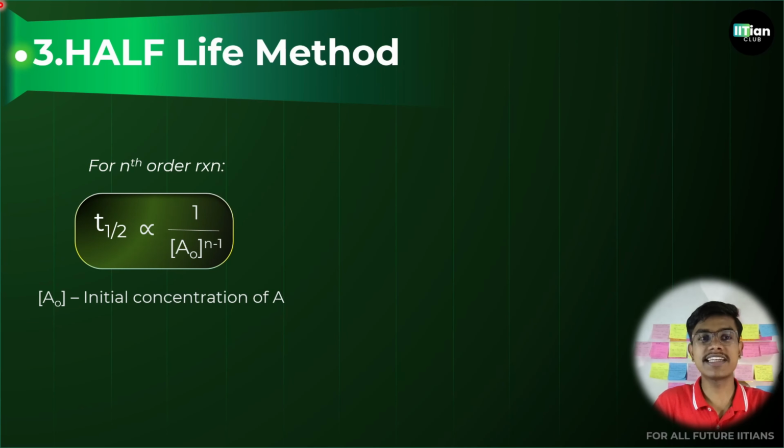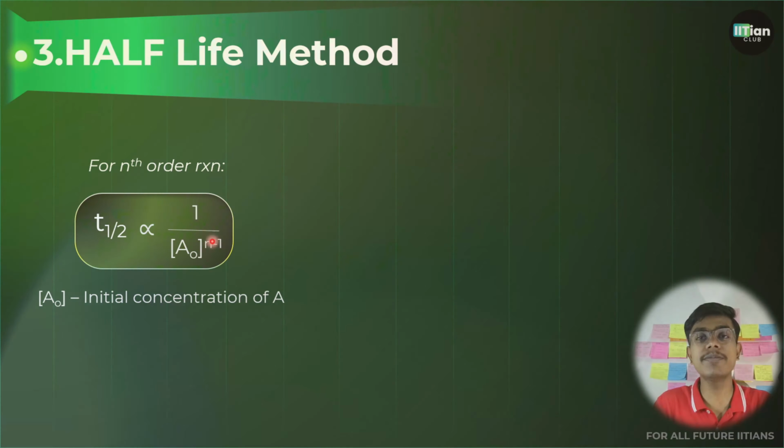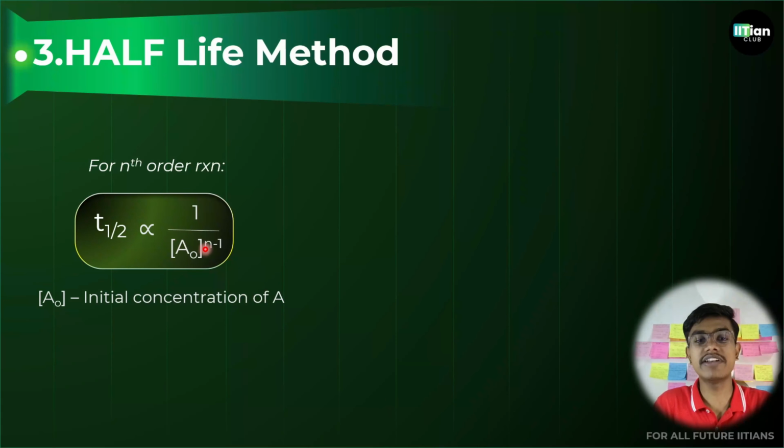The next method into consideration is the half-life method. Over here, we should note that for any nth order reaction, half-life is directly proportional to 1 by concentration of A naught, that is the initial concentration of the reactant, raised to the power n minus 1. So for zero order reaction, when you put n equal to 0, it will become t half is directly proportional to the initial concentration. And for the first order reaction, n will be equal to 1 and n minus 1 will become 0, and hence there will be no dependence on the initial concentration, that we saw while we were discussing the zero order and the first order reaction.